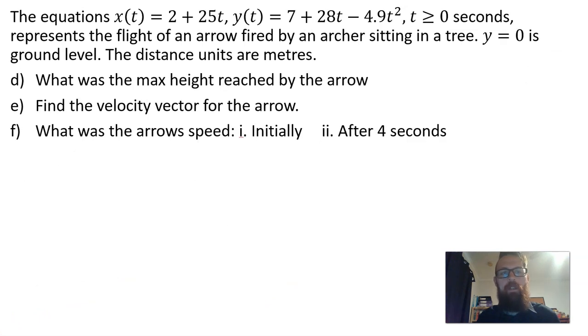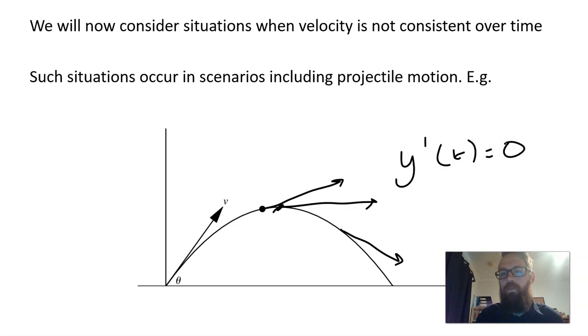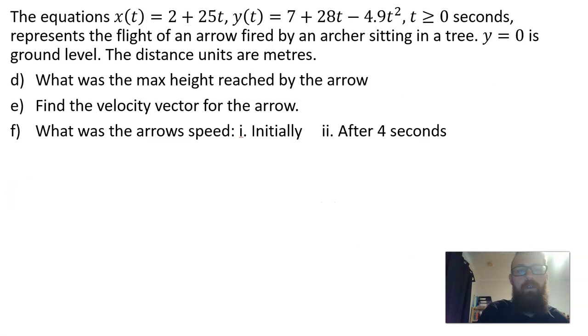All right, so part D, let's have a look. What was the maximum height reached by the arrow? Now, the maximum height reached by the arrow, if we go back to our picture, is going to happen when we're here on the top of the parabola. So at the top, we know the tangential speed is horizontal, and hence y dash of t is going to equal 0. We get that horizontal line. The slope is 0. All right, so going back here, we know that y dash of t equals 0.